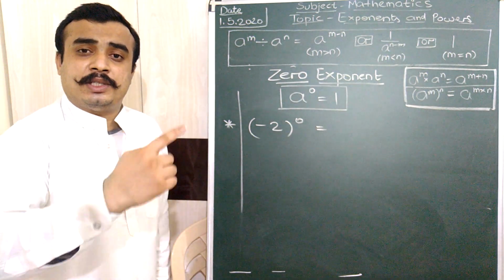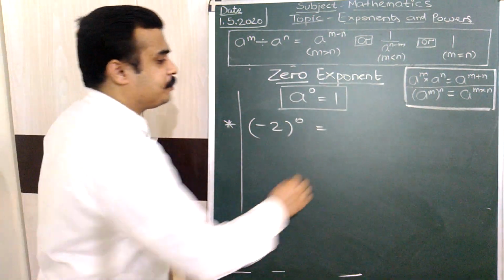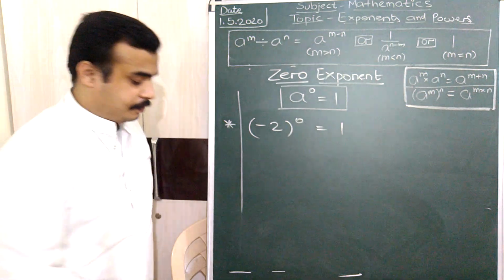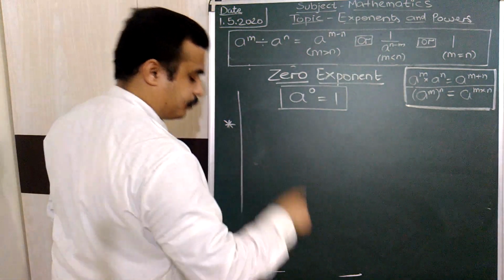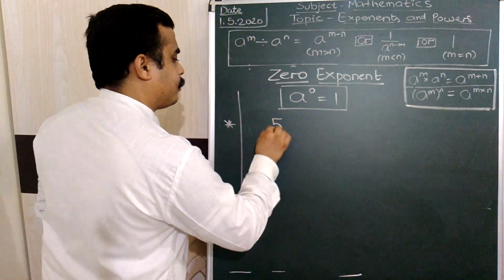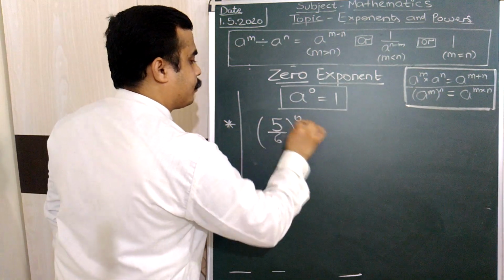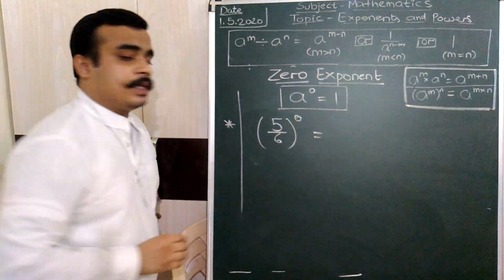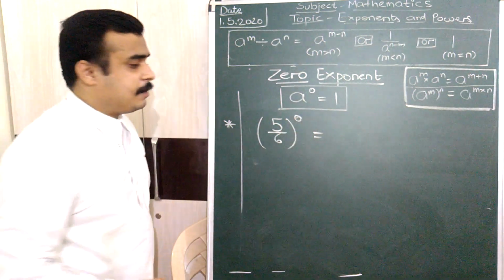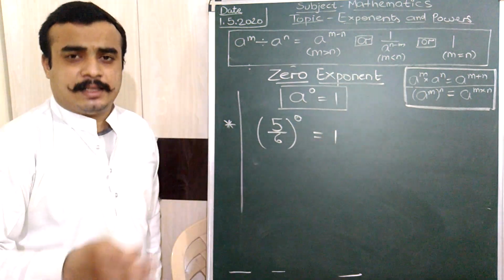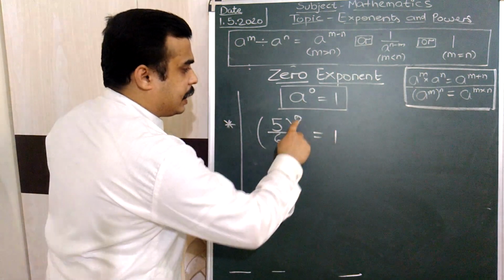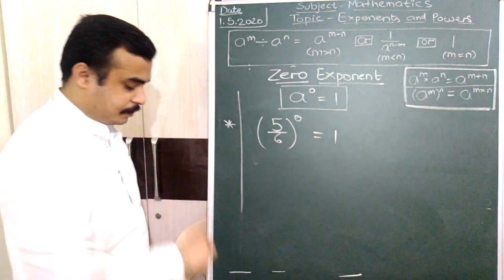Minus 2 raised to the power 0. Here also the answer will become 1. Here also the value will become 1. Anything raised to the power 0 means 1.